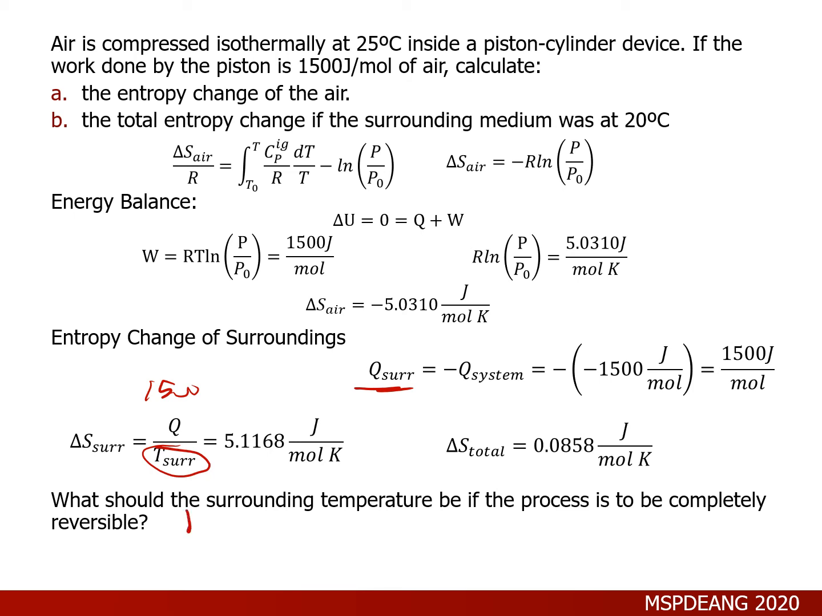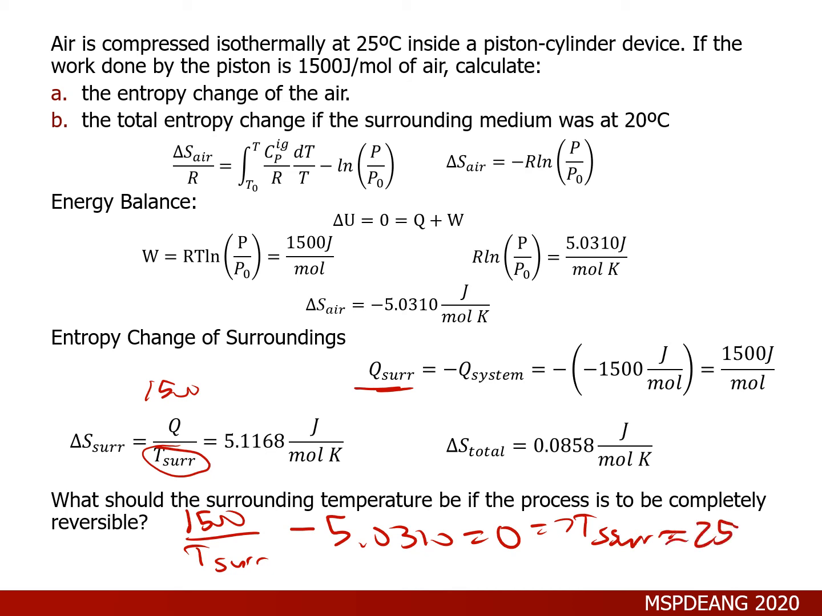So, magagawin lang natin 1500 over T of surroundings, okay, minus 5.0310 should be equal to 0. And with this, you will calculate T surroundings is approximately equal to 25 degrees Celsius. Ano ang significance nito? Equal ngayon yung temperature ng air sa loob ng piston cylinder natin sa surroundings temperature. And for heat transfer to be reversible, kailangan equal yung dalawang values nila.